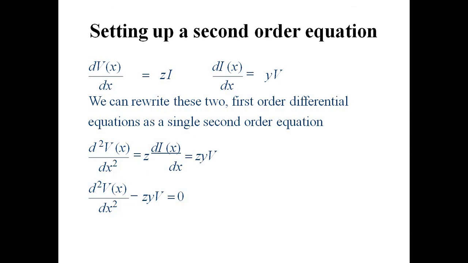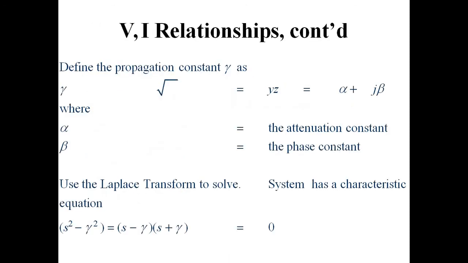Setting up a second order equation: dV/dx = ZI, dI/dx = YV. We can rewrite these first order differential equations as a second order system equation: d²V/dx² = Z dI/dx = ZYV, so d²V/dx² - ZYV = 0. The relationship between the voltage and current combination will be continued.